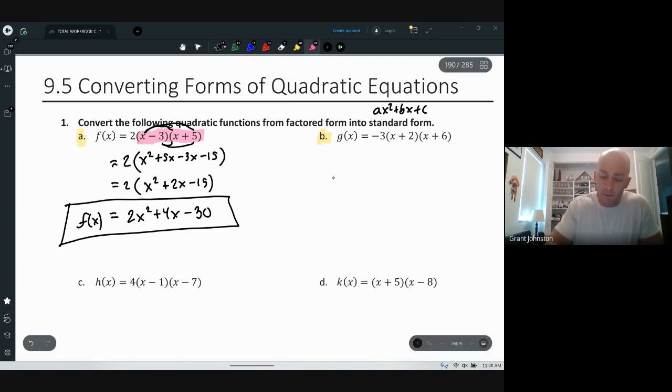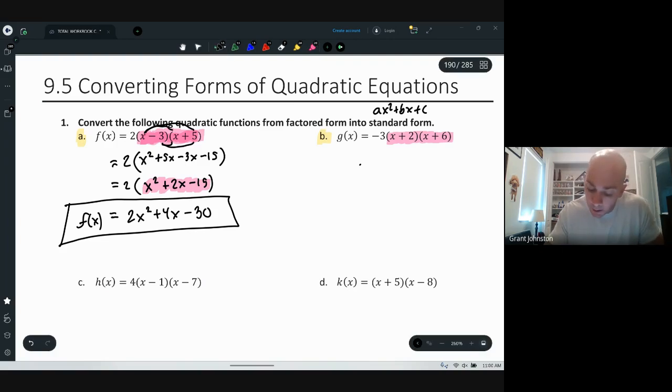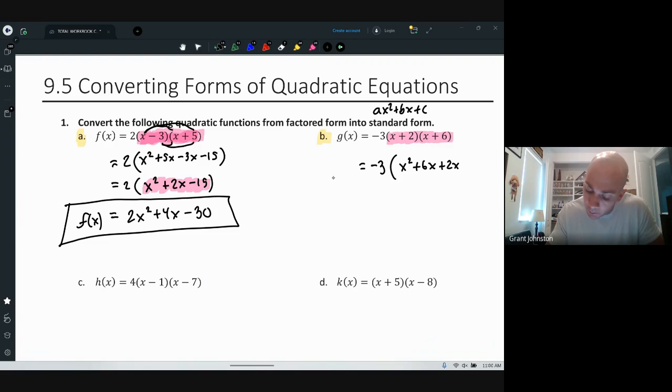Make sense? Hopefully. So this equaled this, and then I just multiplied it by the 2. So here, again, I'm going to do that part first, and then I'm going to multiply by the 3. So I'm going to have negative 3. So x times x is x squared. x times 6x is 6x. 2 times x is 2x. And 2 times 6 is 12. Let me combine like terms in there. That would be x squared plus 6x plus 2x is 8x plus 12.